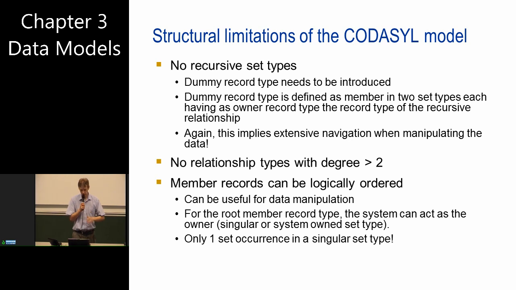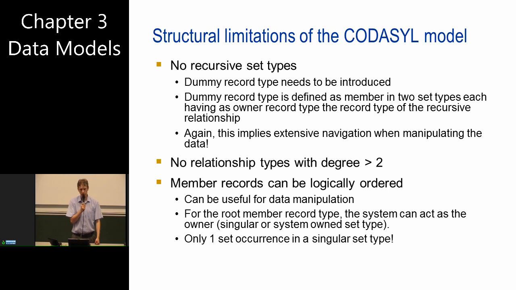Other structural limitations of the CODASYL model is that it does not allow recursive set types. If you have a set type which is going to model the hierarchical responsibilities of employees, there you have only one record type, employee. You again have to define a dummy record, and the dummy record type is then defined as a member in two set types, each having as owner record type the record type of the recursive relationship. And it will require extensive navigation, extensive procedural DML to navigate from one record to another. No relationship types with degree bigger than 2. If you have a ternary relationship type, we're going to see some examples of that. There's no relationship types that can actually support that in the CODASYL model.